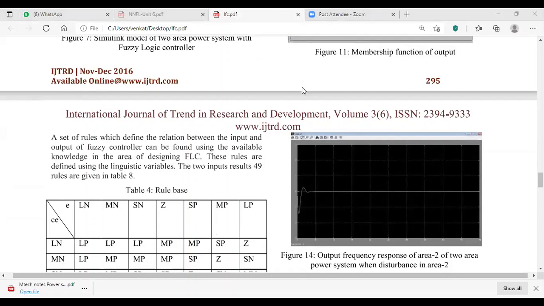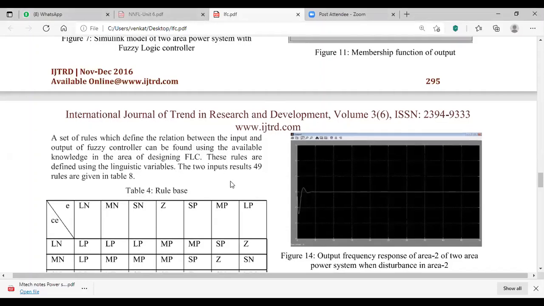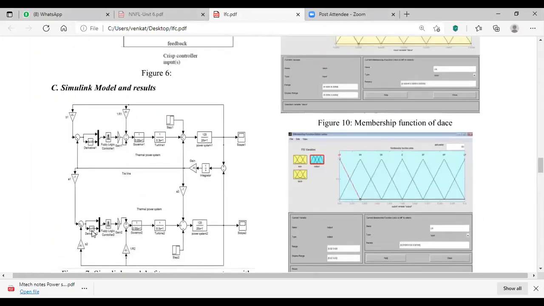So here you are designing the rules which give you the relation between the input and output of the fuzzy controller, with the knowledge of the load frequency controller. So here the two inputs to your fuzzy logic controller you can observe in this block diagram.